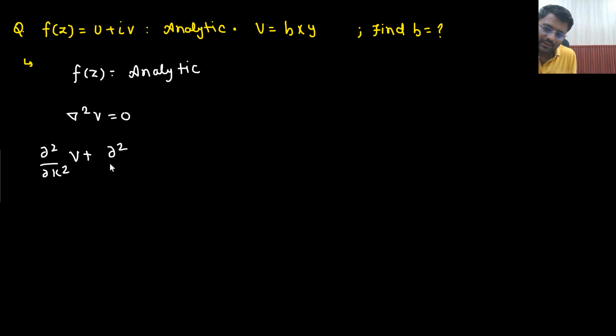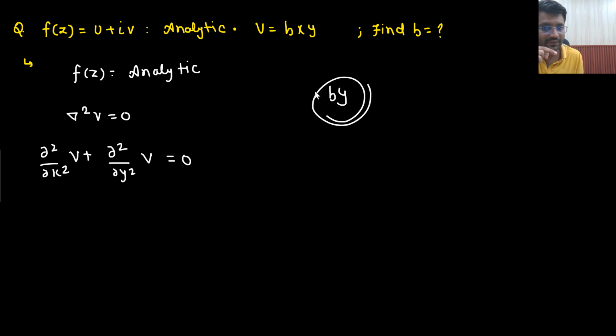V plus del square by del y square v should be equals to 0. So partial differentiation of v with respect to x 2 times. First you differentiate, you will get by, and then you partially differentiate this function with respect to x. What you will get? 0. Right? Next, partial differentiation of v with respect to y 2 times.